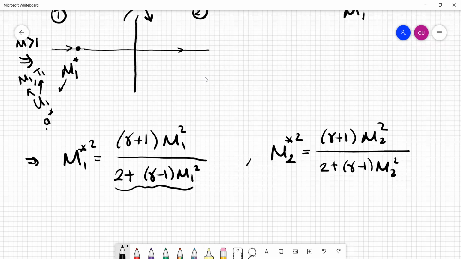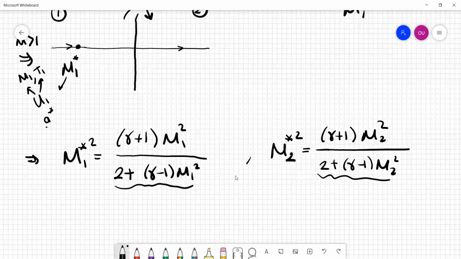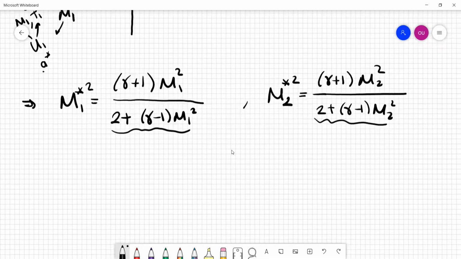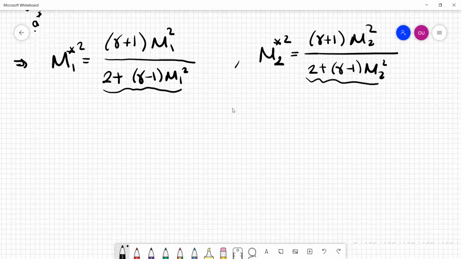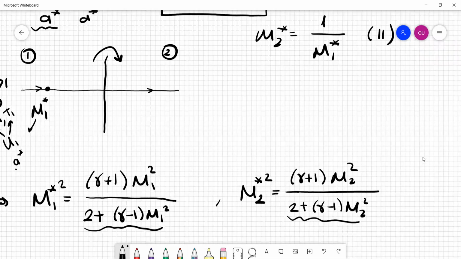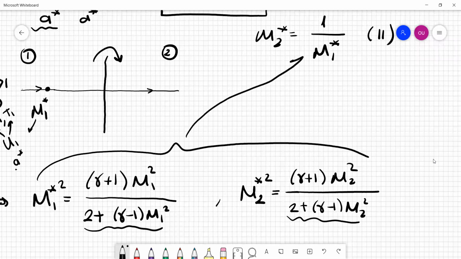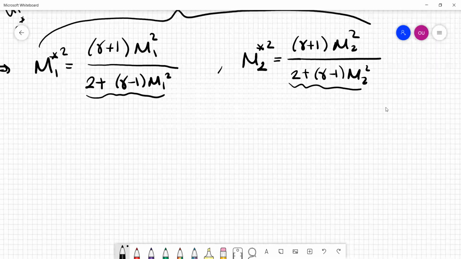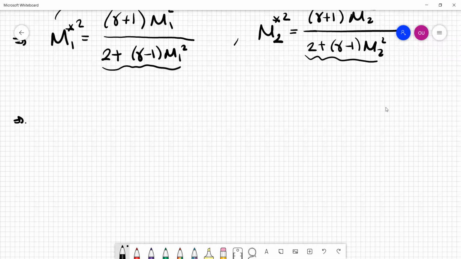So if you multiply the square root of this with the square root of this, that must be equal to 1. Well, that directly gives me a relation between M1 and M2. Okay, so the Mach number, the supersonic Mach number incoming towards a shock wave, and the Mach number after the shock wave. So if you use these two relations and plug them into this relation, we get the following equation.